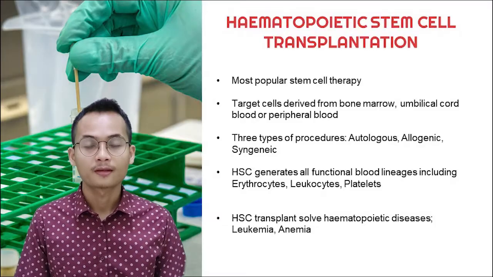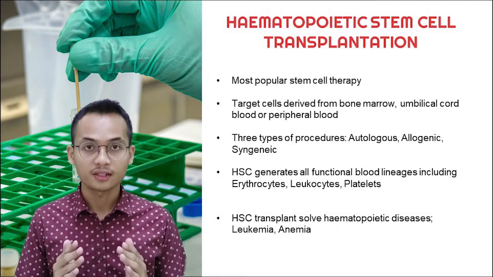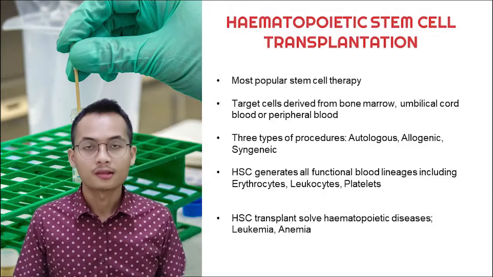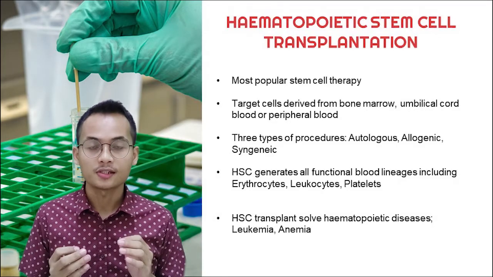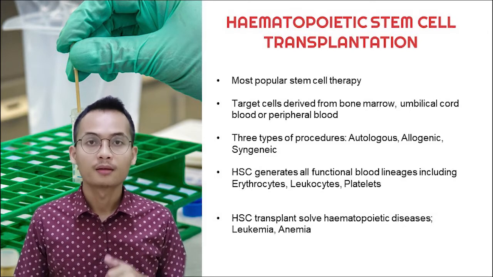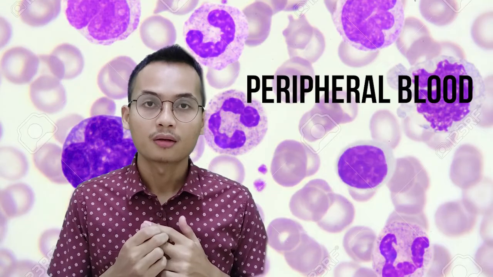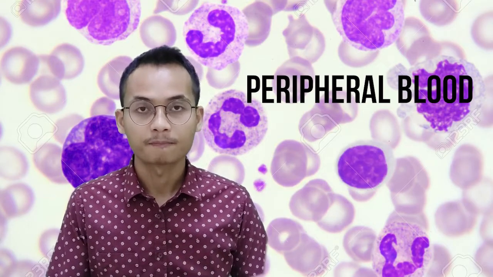So let's begin with the first discovery, hematopoietic stem cell transplantation. This therapy is the most popular stem cell therapy. This is because it has been studied and researched for 50 years. The target cells for HSC are derived from bone marrow, umbilical cord cells, or peripheral blood cells.